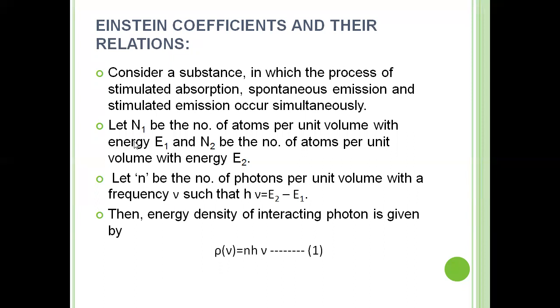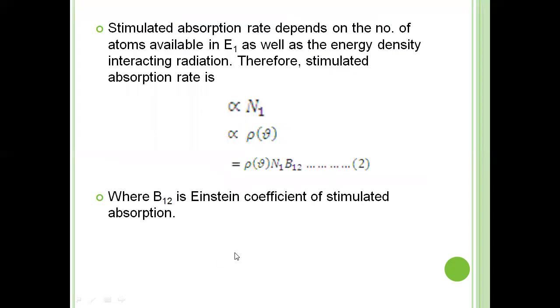So what are the considerations we are taking here? We consider N1 atoms per unit volume in the E1 energy level, and N2 atoms per unit volume in the E2 energy level. Let N be the number of photons per unit volume with frequency nu, so that energy h nu is equal to E2 minus E1, and the energy density of the interacting photons is rho nu equal to N h nu.